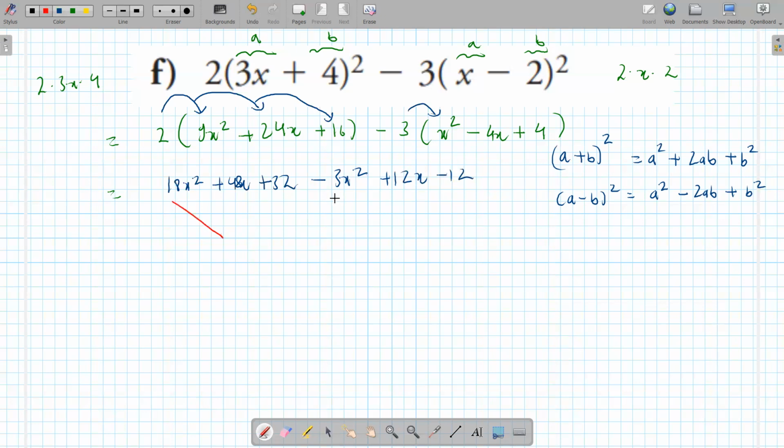So 18x squared minus 3x squared becomes 15x squared. 48x plus 12x becomes what? What's 48x plus 12x? 60x. And then finally you have 32 minus 12. What is that? 20. That's it. That's the final answer.